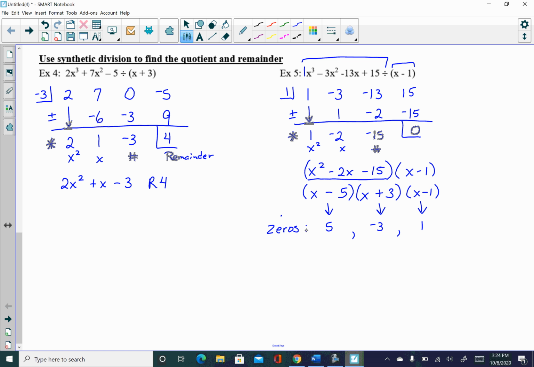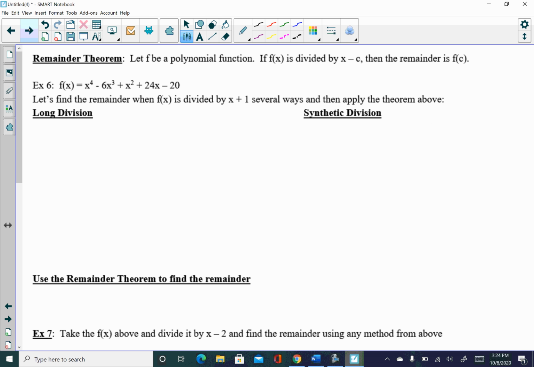All right, so flip it on over. Top of the next page, we pick up what's referred to as the remainder theorem. And the remainder theorem says that if you take a polynomial function f of x and divide it by x minus c, then the remainder is f of c. So essentially, you could have found the remainder by just taking the polynomial itself and evaluating it at c. Now remember, c will be the opposite of your factor.